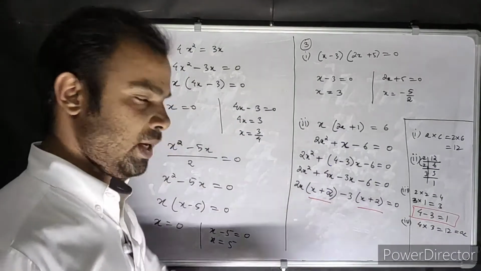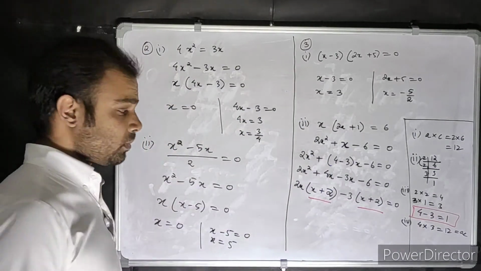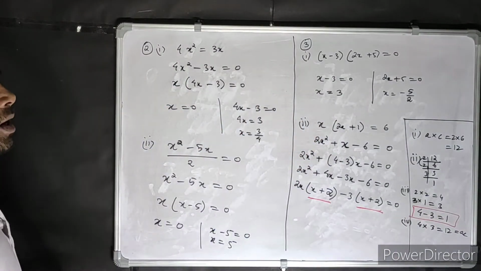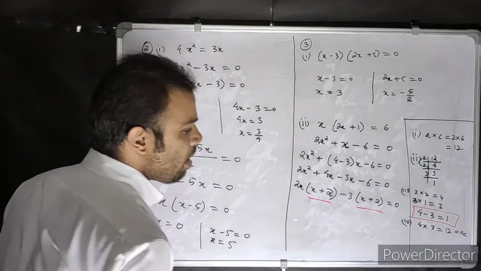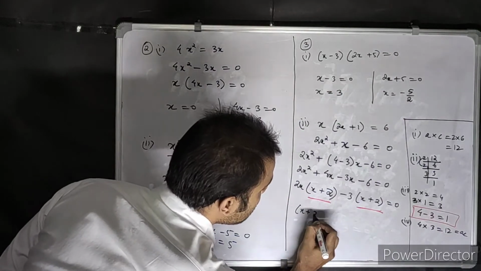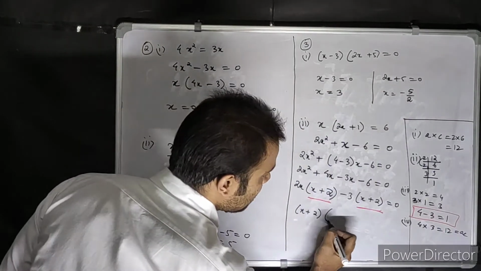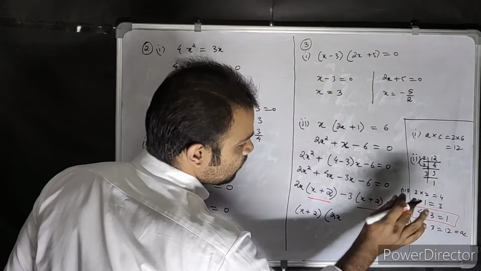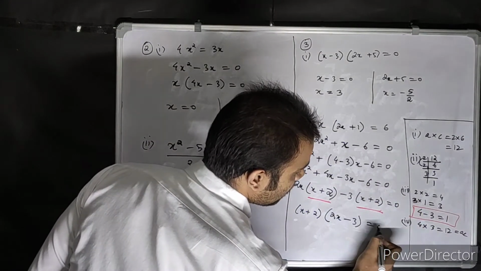If you're getting two different things over here, you are wrong. You will always get the same thing in both when you are taking a common. Now you take these two common out. So that is x plus 2 taken out as common. Now whatever is left inside the bracket, write it. So x plus 2 removed, you're left with 2x. X plus 2 removed, you're left with a minus 3.